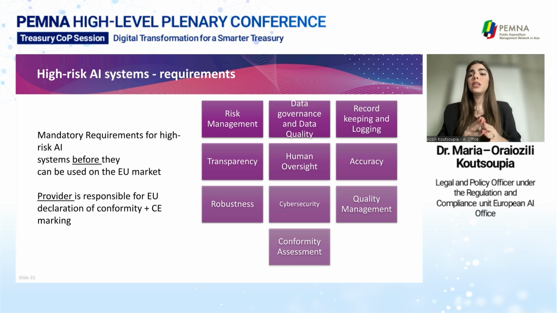We need accuracy in what is inserted and what is the output. Robustness, that means that the system has to stay strong throughout its operation. Cybersecurity, the system has to be strong also when outsiders are trying to penetrate it. Quality management and conformity assessment from a third body to make sure that everything is there and the CE mark is well posed. Then, next slide, please.